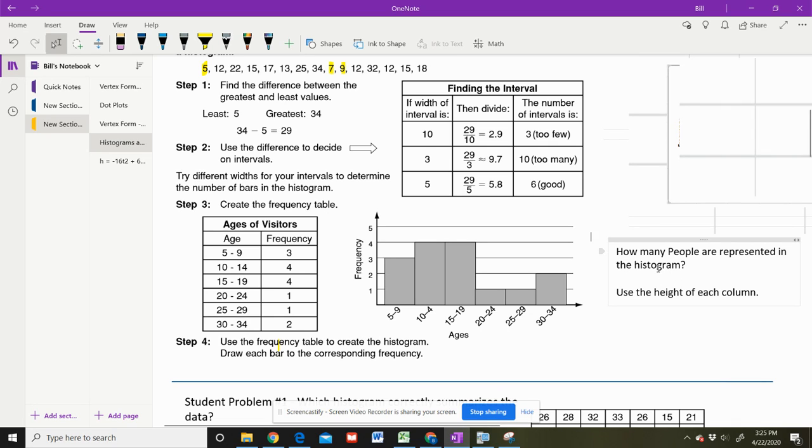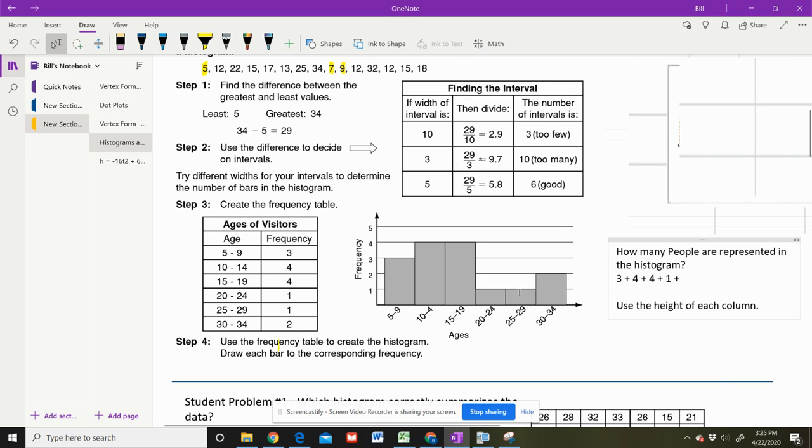So some of the questions that you could be asked is how many people are represented in the histogram. Looking at this, the height of each column tells me how many are in each category. So 3 plus 4, right? The second bar is a height of 4. The next one is a height of 4. The next one is a height of 1.